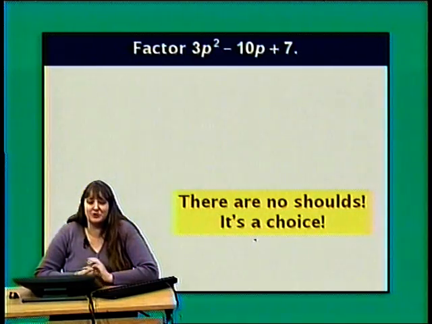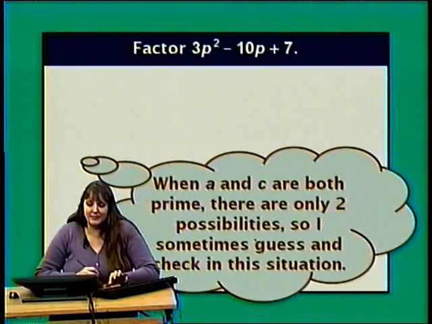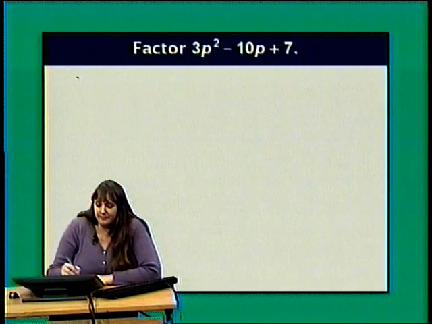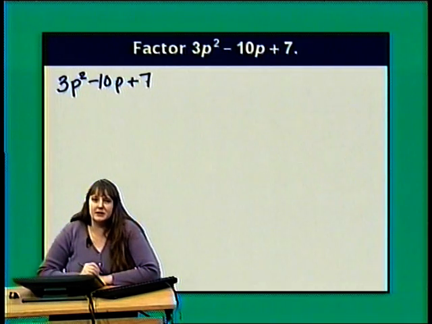It's completely a choice. When a and c are both prime, in this case 3 and 7 are both prime numbers, there are only two possibilities, so I sometimes guess and check in this situation. Remember, prime numbers, we're talking about positive numbers, and we're looking at positive 3 and positive 7 in this problem. So let's guess and check. 3p squared minus 10p plus 7.